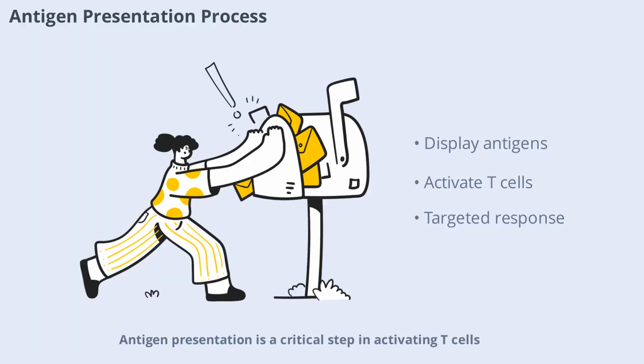Antigen presentation is a critical step in activating T cells. Dendritic cells process antigens and display them on their surface using molecules called MHC. This interaction is essential for T cell activation and the development of a targeted immune response.